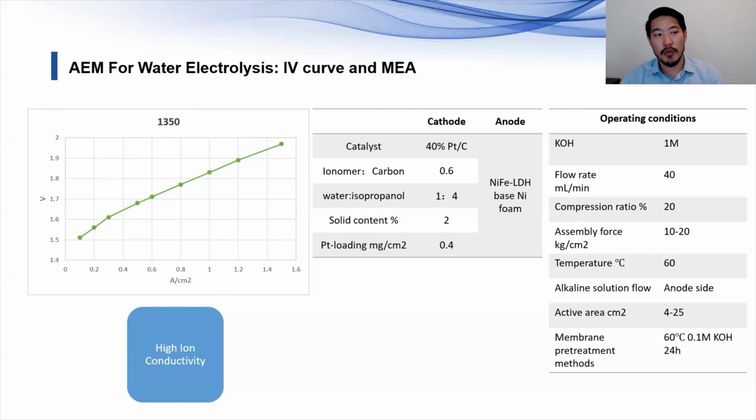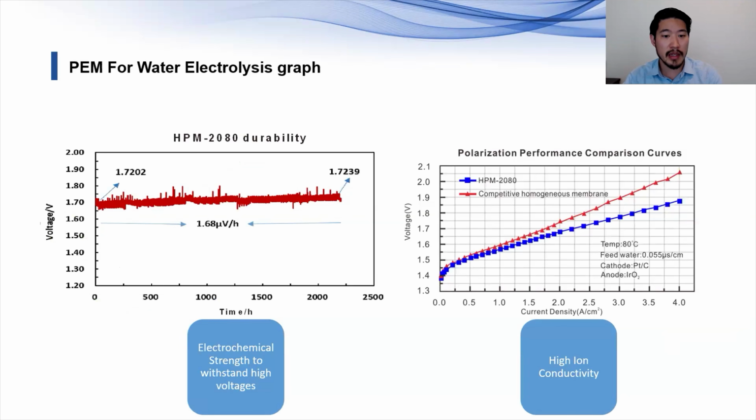Let me actually show you some examples. For our AEM water electrolysis, we have our ion curve here. The flatter the curve, the better. That just means that you have better ion conductivity. This is just an example of a test that we had done with one of our membranes. And then we take a look at that as well with our PEM membranes. The flatter the curve, the better. That just means that you're able to produce more hydrogen with less electricity being input.